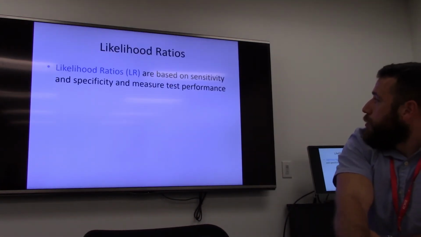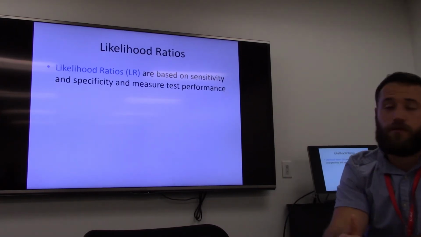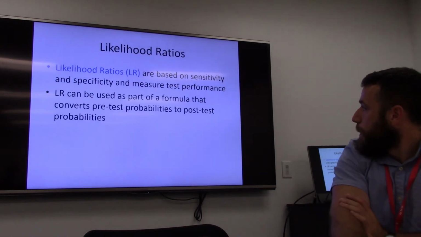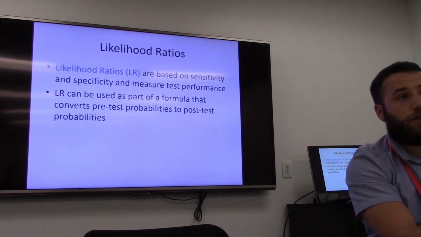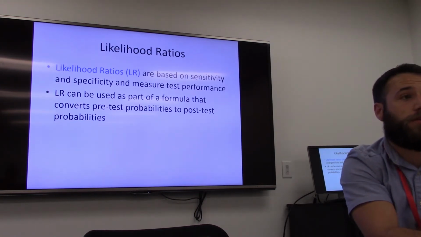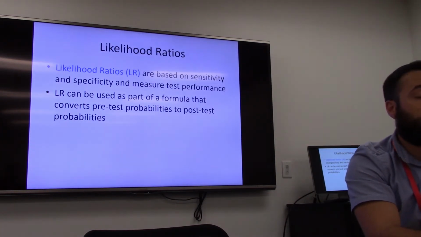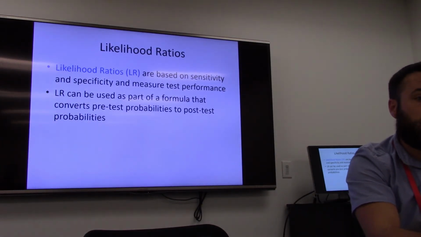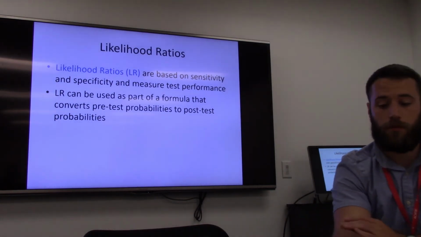Then we come to likelihood ratios. Likelihood ratios take into account sensitivity and specificity and give you a measure of test performance. What likelihood ratios are really good at doing is converting pre-test probability to post-test probability. Pre-test probability is essentially the probability of an individual having a certain condition or disease before you do any test. If you don't have any other information about the individual, such as risk factors or exam maneuvers, this can essentially be just the disease prevalence. Then when you do your test with a certain likelihood ratio, you can calculate a post-test probability.